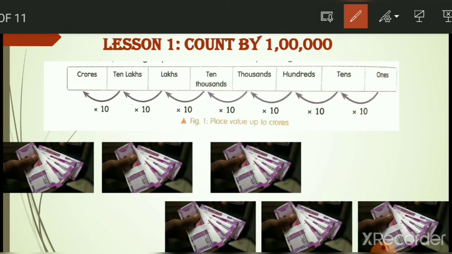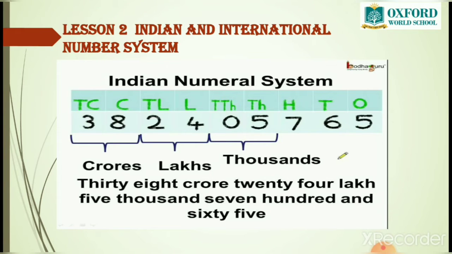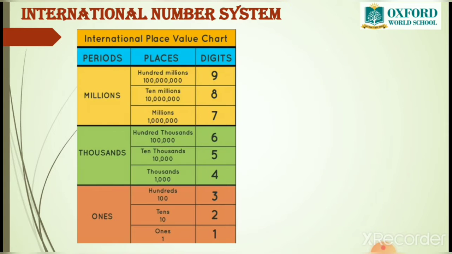Lesson 1. Now let's come to lesson 2. In lesson 2 we will discuss the Indian and international number system. A number in its standard form is written by placing commas. These commas separate the numbers into groups that are known as periods. So let's see how many periods we have in the Indian number system and also in the international number system.